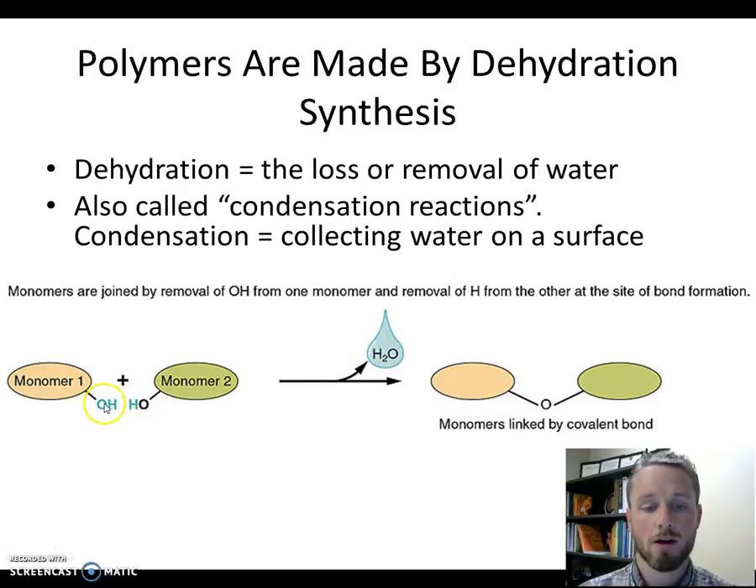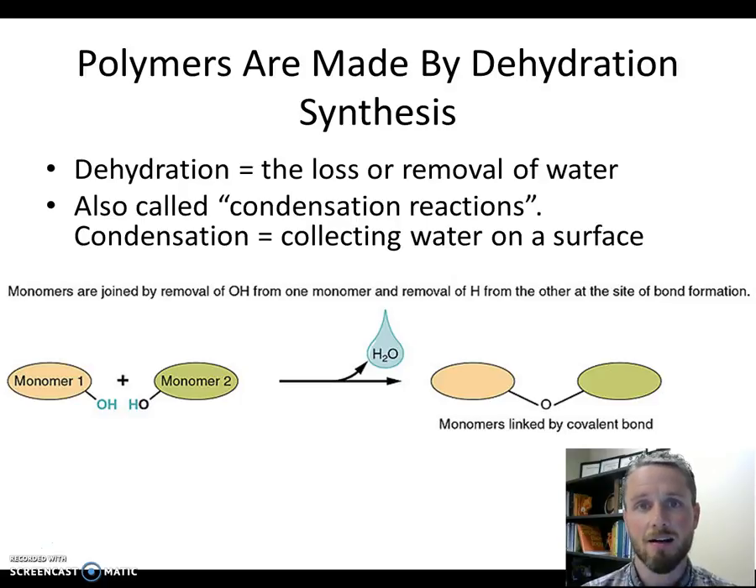When we remove the water from these two monomers, we can replace these missing oxygens and hydrogens with a covalent bond that connects the two monomers together to begin forming our polymer. So every one of the polymers or macromolecules that we're going to discuss is built in this exact same way. Take monomers, remove one oxygen and two hydrogens to make a water. When you do that, you leave behind a covalent bond connecting the monomers together.